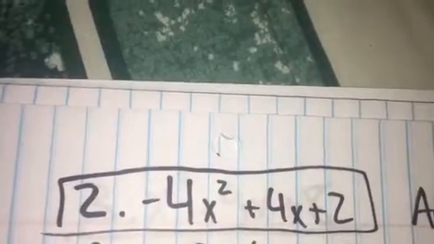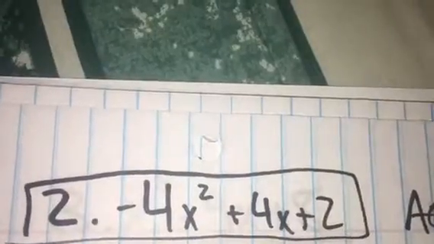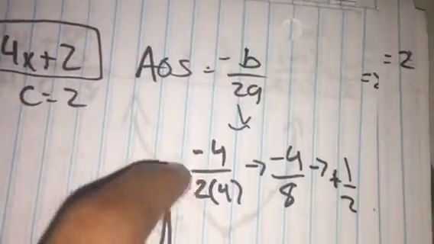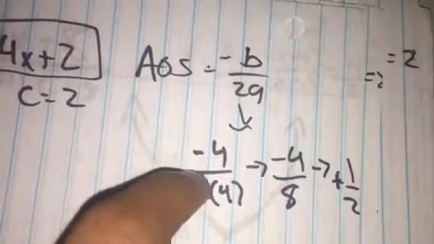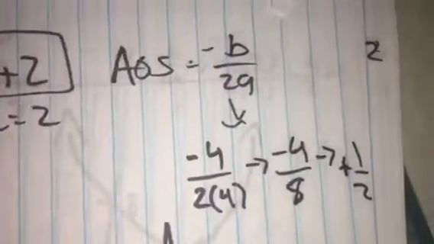Alright, problem number 2. We've got negative 4x squared plus 4x plus 2. Let's start with step 1 and find our x. We go over here, we plug everything in: negative 4 divided by 2 times negative 4, then we get negative 4 divided by negative 8, which is equal to 1/2. So now x equals 1/2, or 0.5, however you want to put it.